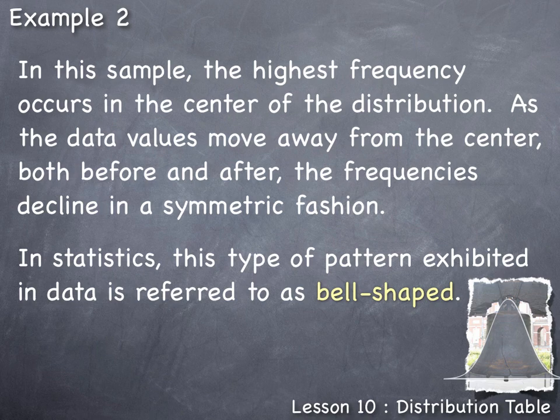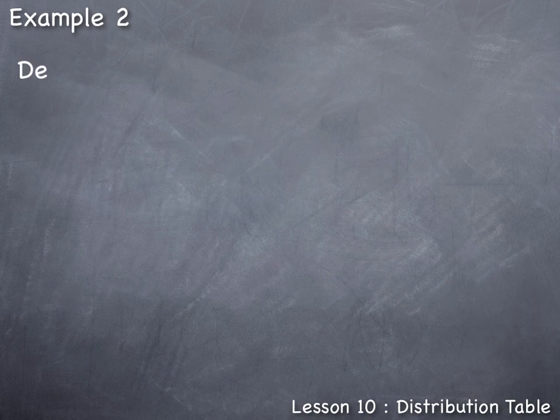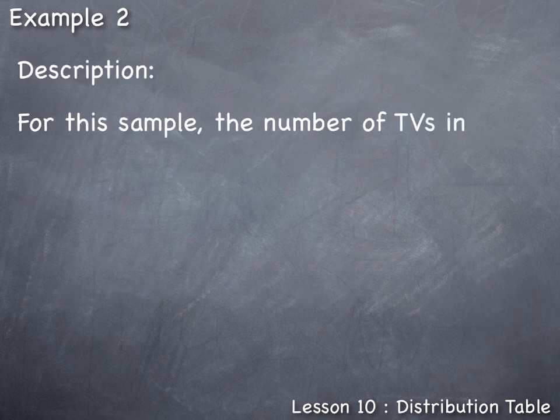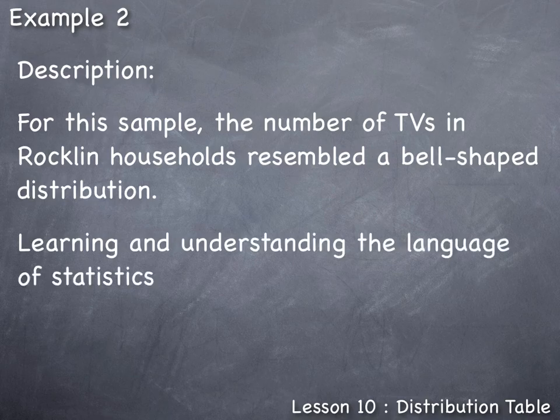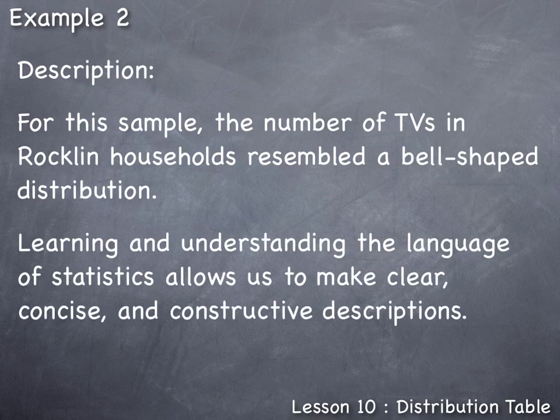So data that takes on this pattern, high in the middle, low on the ends, and symmetric, that is, the shape it appears off to the left of center and to the right of the center is about the same. So we can restate our description the following way. For this sample, the number of TVs in Rockland households resembled a bell-shaped distribution. Learning and understanding the language of statistics allows us to make clear, concise, and constructive descriptions.